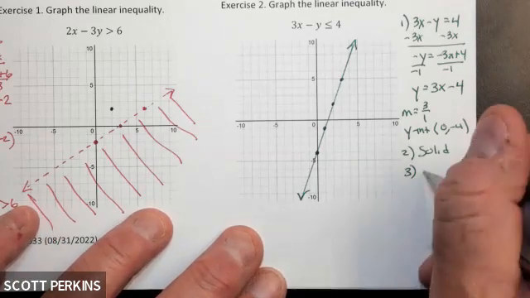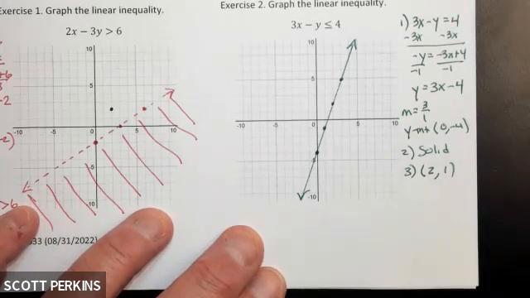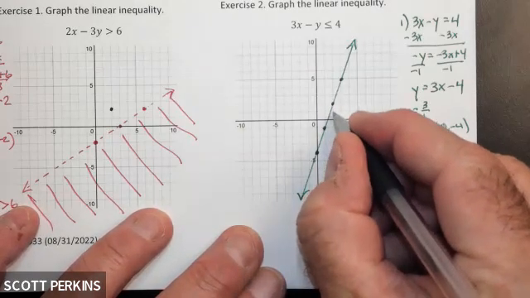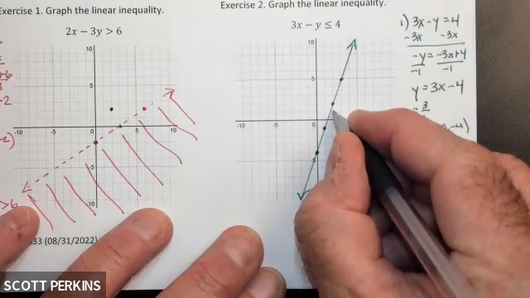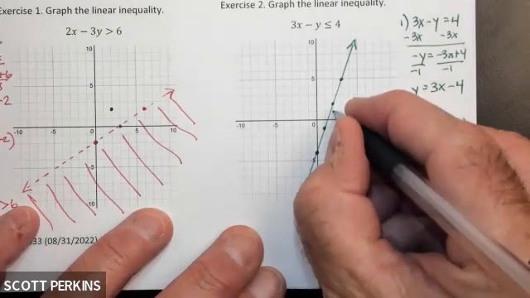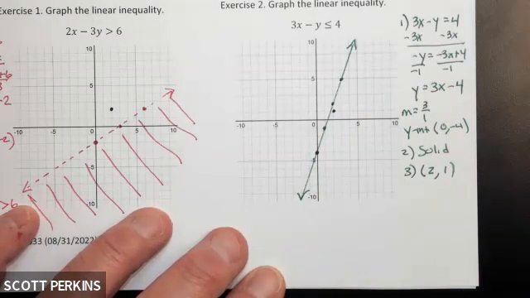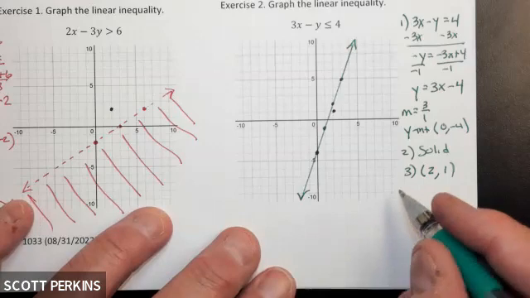2, 1. Okay. So again, I'm just going to make a dot there. Now you picked something really close, but that's okay. It's on the other side of the boundary. As long as it's not on the boundary, you can pick anything you want, as close or as far away. So 2, 1. And so here goes.